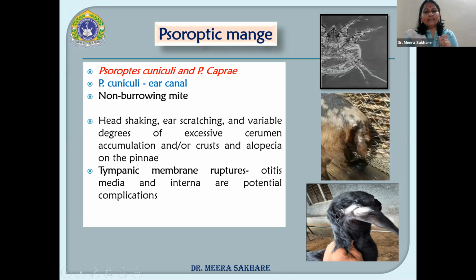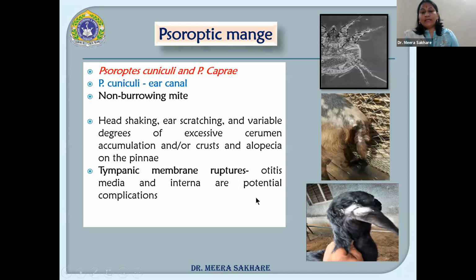So psoroptic mange is known as ear mange, because in this disease the lesions are very much restricted, not extending to the periphery, unlike in zinc deficiency. Sometimes there is confusion between zinc deficiency and psoroptic mange. In zinc deficiency, there are elevated, grayish, thick lesions, while in case of psoroptic mange, shallow, superficial lesions we can see.